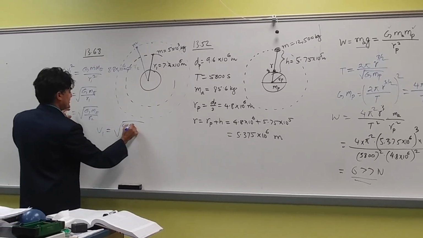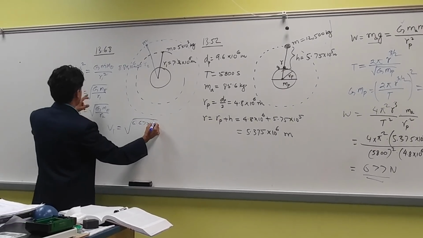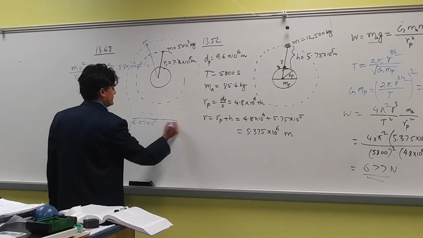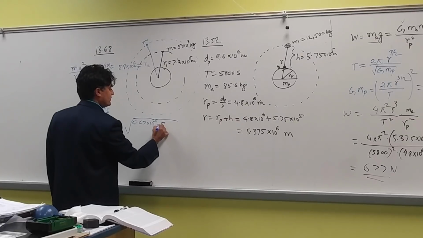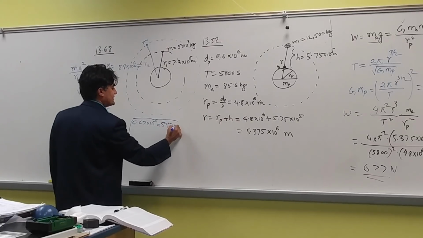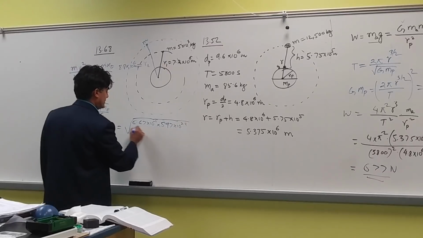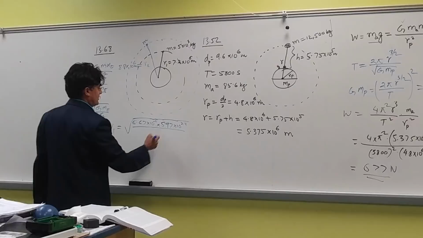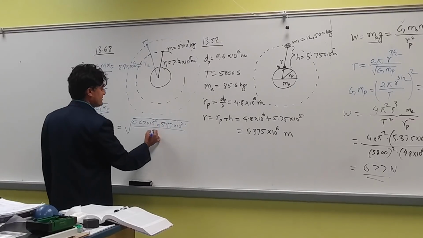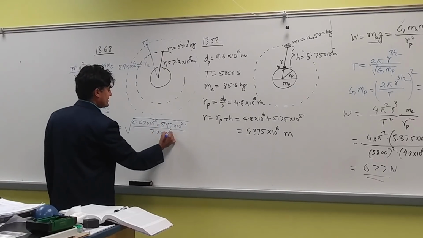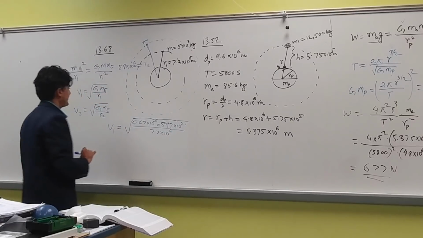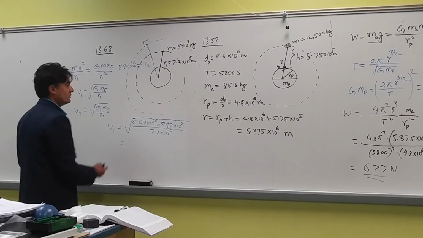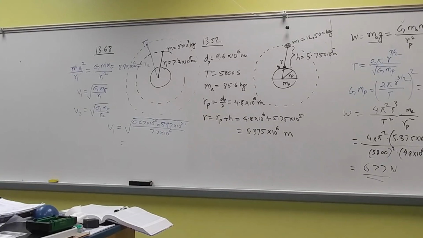Square root of G, which is 6.67 times 10 to the negative 11, times the mass of the Earth, 5.97 times 10 to the 24, divided by R1, which is 7.2 times 10 to the 6. So get V1, and similarly get V2.